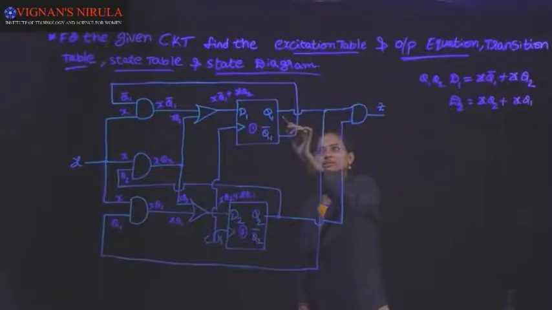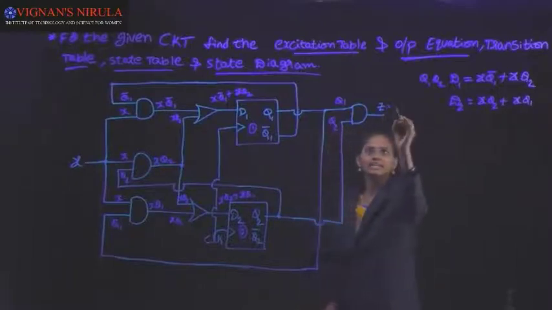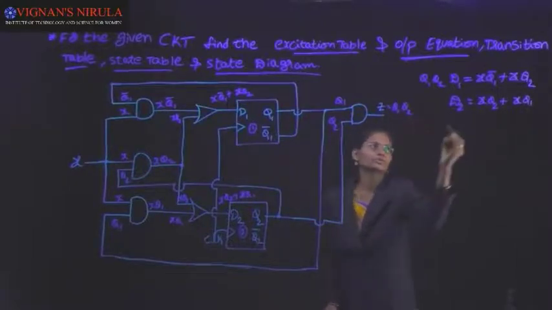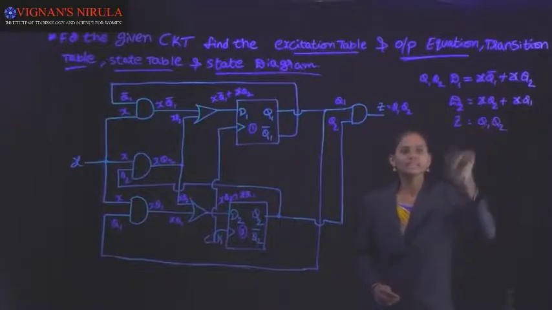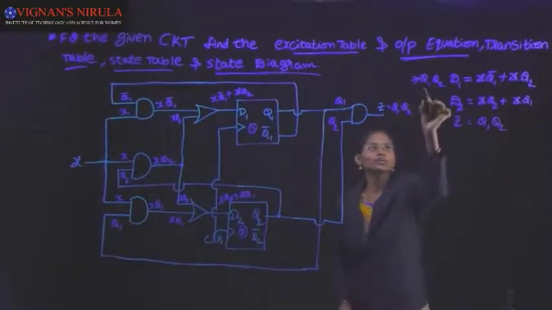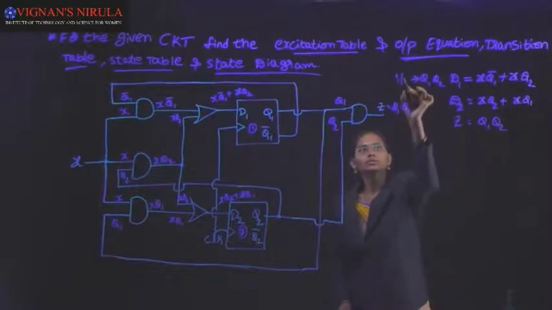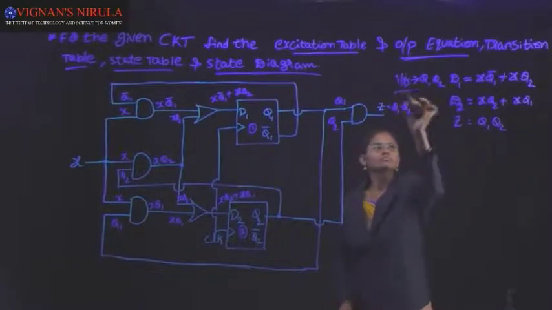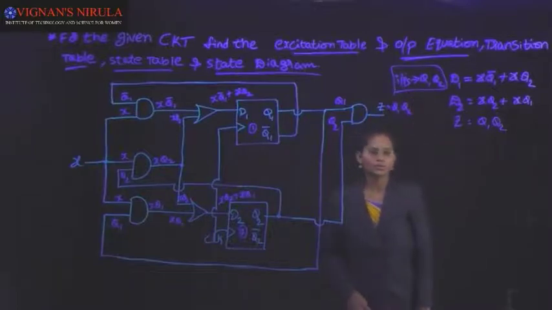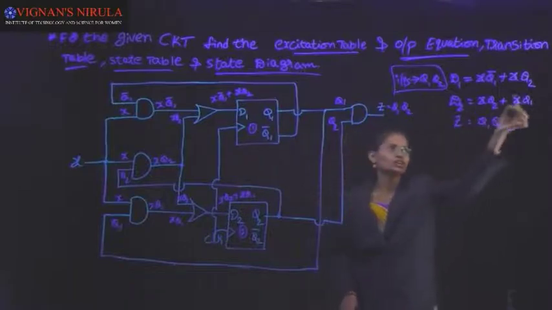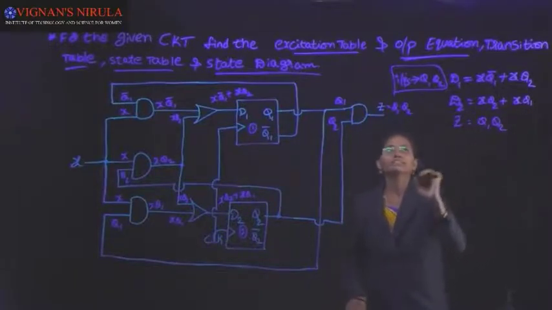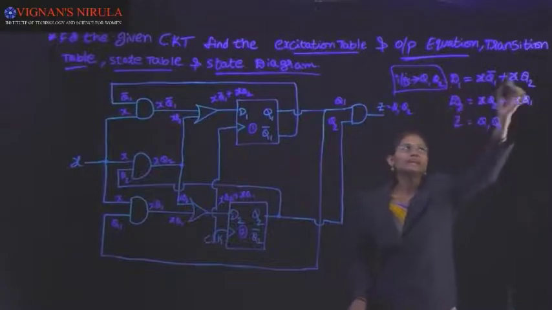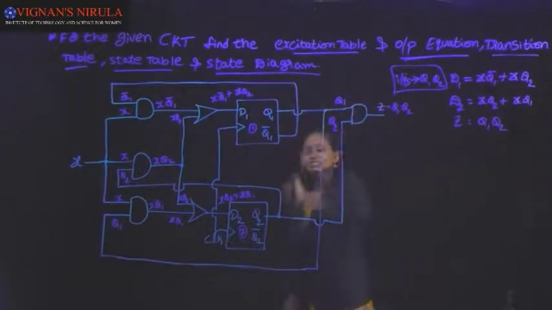Here the Z inputs are Q1 and Q2, connected to an AND gate, so that is Z equals Q1 into Q2. Okay, these are the equations. Here Q1 and Q2 are both inputs. This is the logic diagram and these are the equations. Output equations are completed, and next find out the transition table.